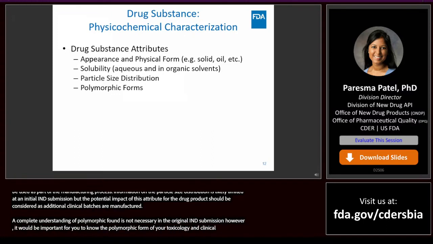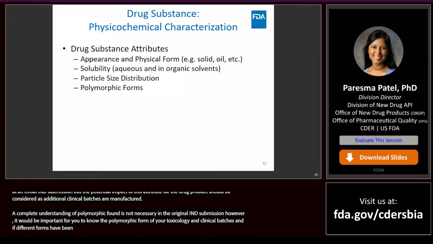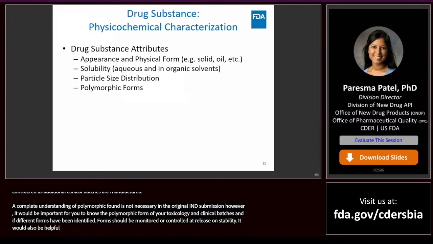And if different forms have been identified, forms should be monitored or controlled at release and on stability. It would also be helpful to know if polymorphic form is likely to impact dissolution, bioavailability, or stability of your final drug product.